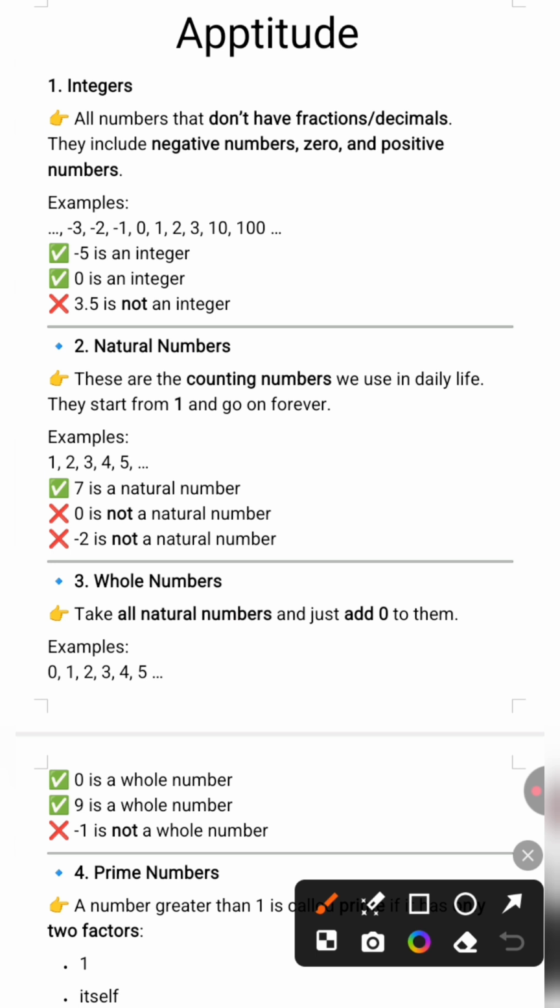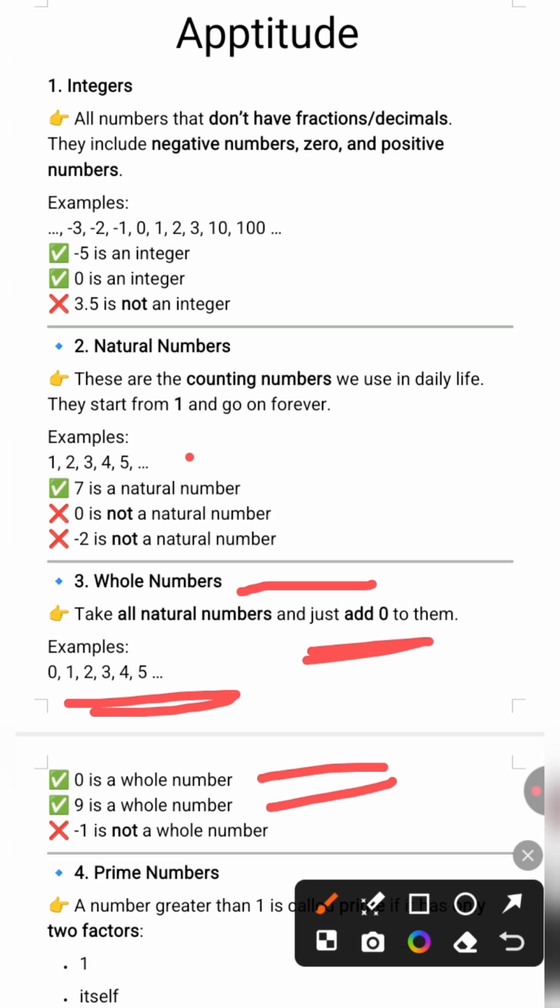Next is whole numbers. Whole numbers are almost the same as natural numbers, but here we also include 0. We only add zero to the natural numbers. So 0 is a whole number, 9 is a whole number, but minus 1 is not a whole number.